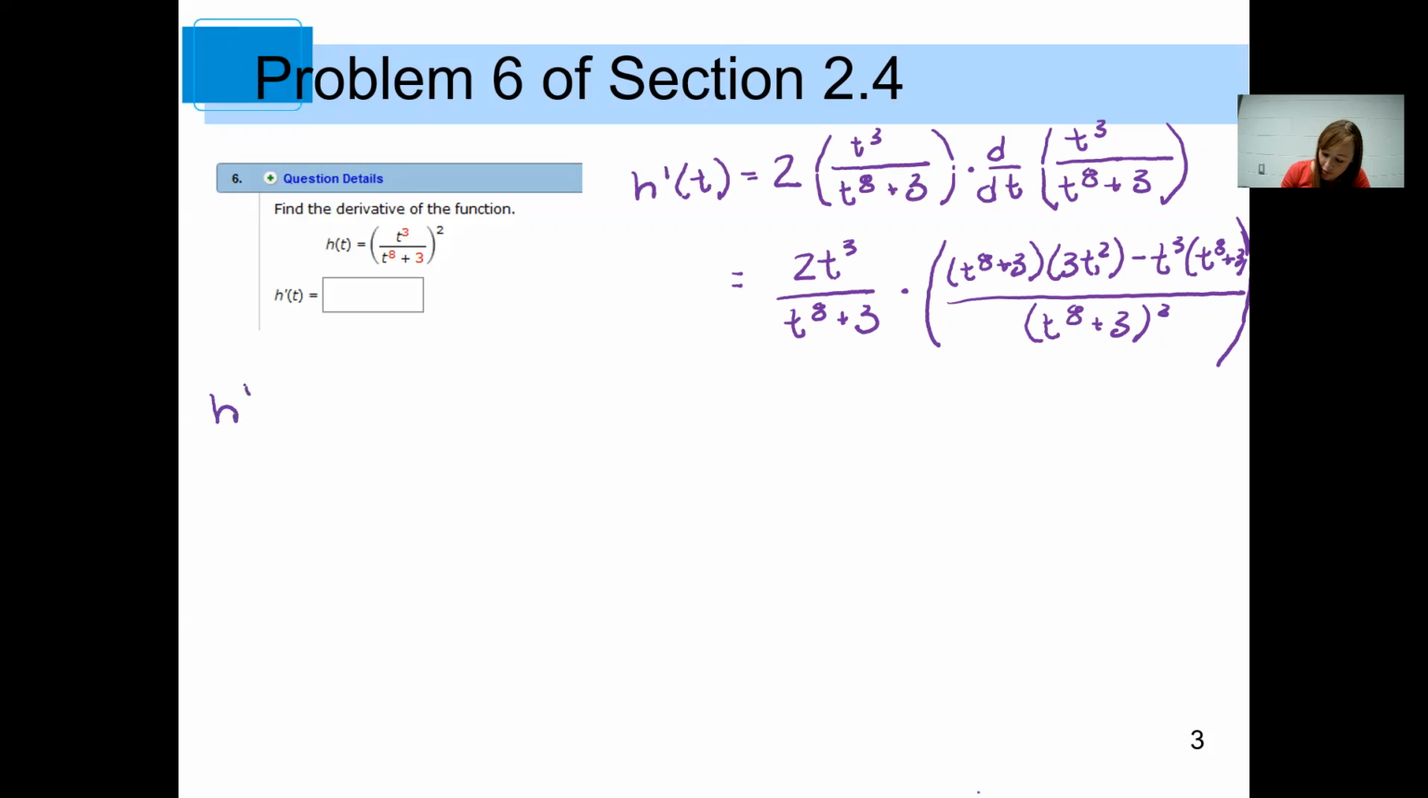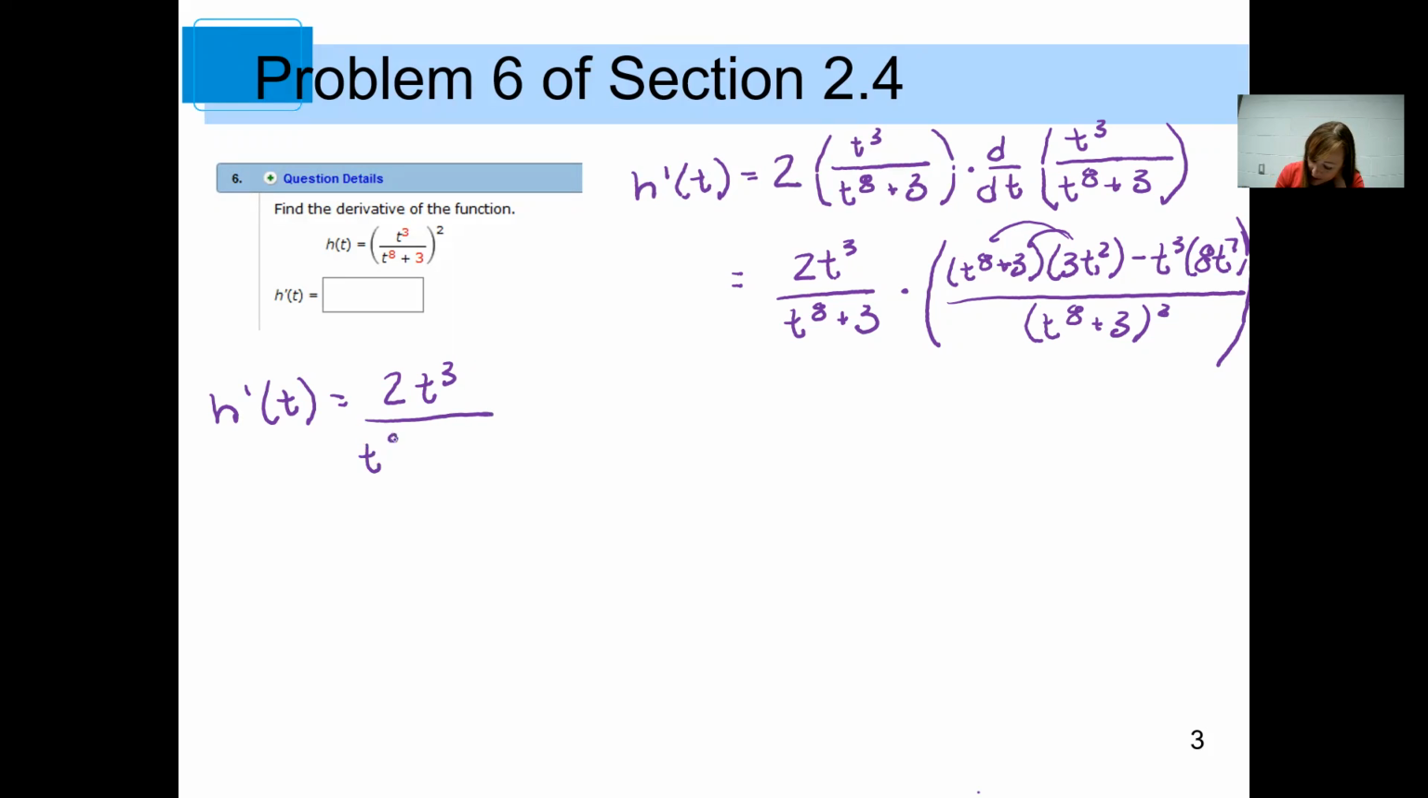And then I'm going to continue with my h prime and simplify on the left here. So I have this 2t to the third. And oops. I forgot, this term right here is not supposed to be t to the eighth plus 3. This should be a derivative of the denominator. So if you caught that, you were catching my mistake. So we have this 8t to the seventh. And then we can distribute and combine like terms.